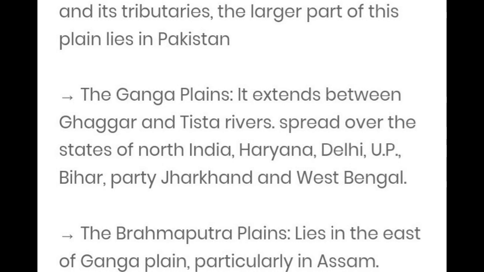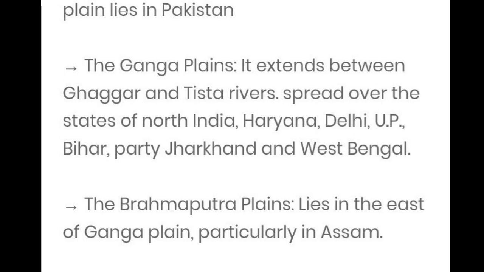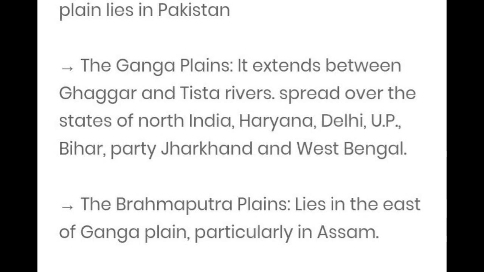So the Ganga plain lies between the Ghagar and the Tista rivers, and it covers the states of northern India: Haryana, Delhi, Uttar Pradesh, Bihar, partly Jharkhand and West Bengal. The third section of the northern plain is the Brahmaputra plain. The Brahmaputra plain lies east of the Ganga plain, particularly in Assam.